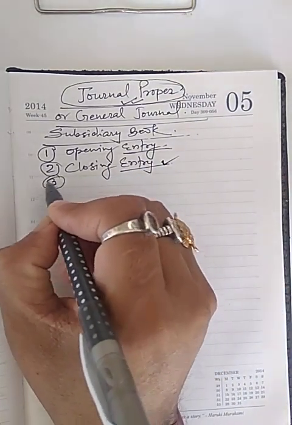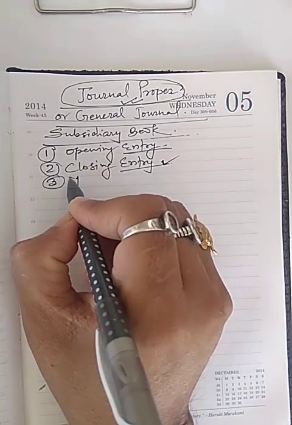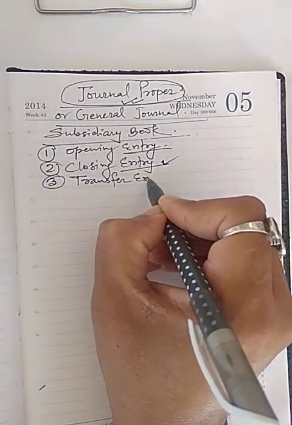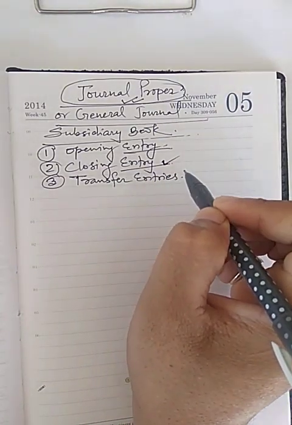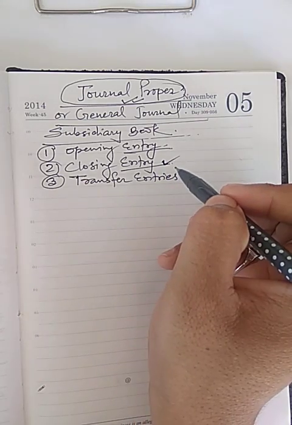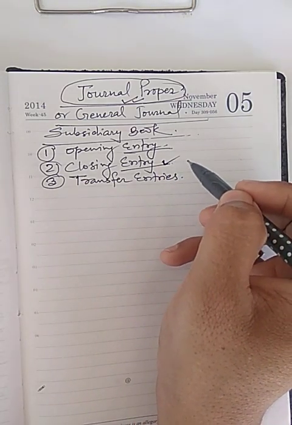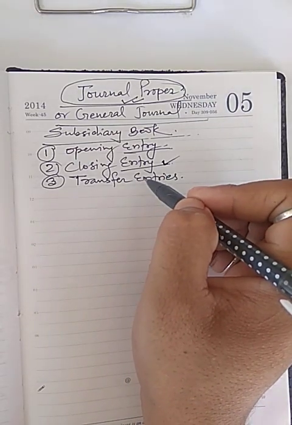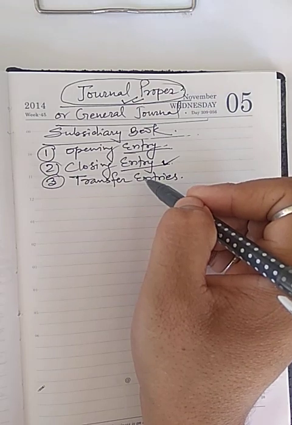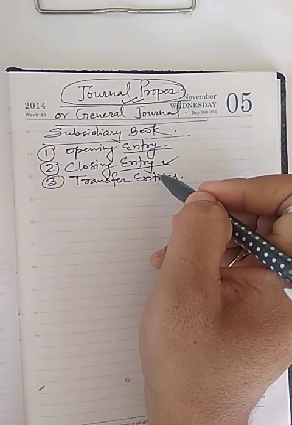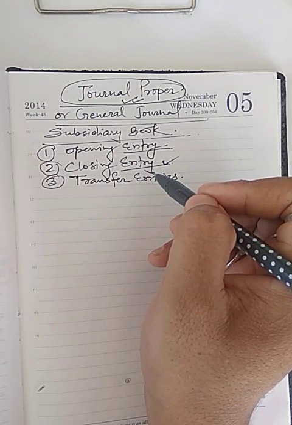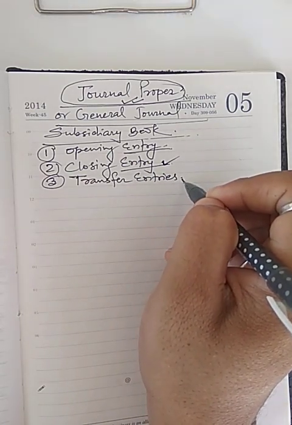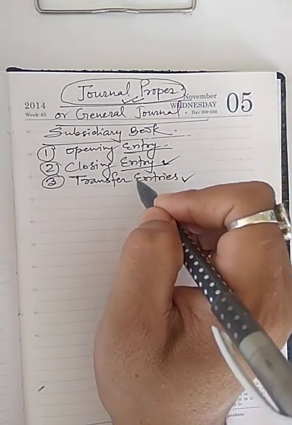Third point is transfer entry. Transfer entries means transferring an amount or the balance of one account to another account, such as transferring the balance of drawing account to capital account. So this entry is also included in journal proper only.